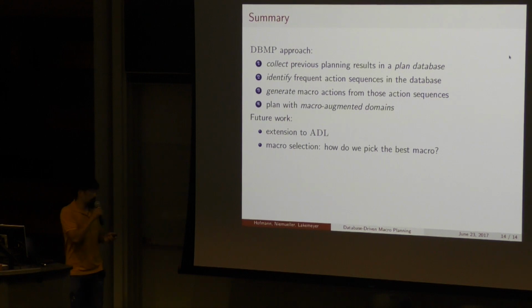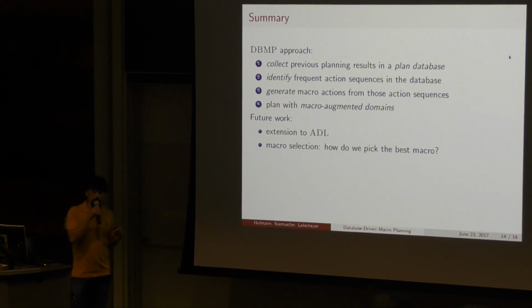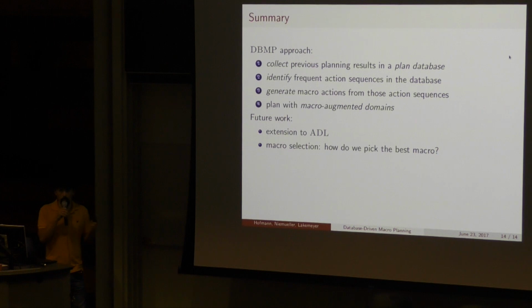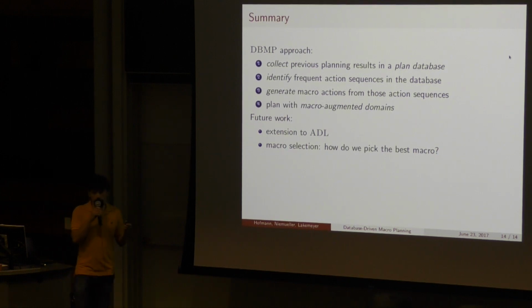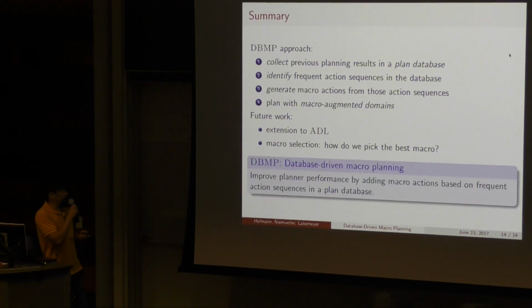For future work, we want to extend this to ADL because we have some robotics domains that require ADL and we could not use this approach for this. And also there's the open question, how do we actually select good macros? Because right now we just use the most frequent macro and only one of length 2, but of course we could add multiple macros of bigger length. So summarizing database-driven macro planning, the idea is that we improve planner performance by adding macro actions based on frequent action sequences in a plan database.